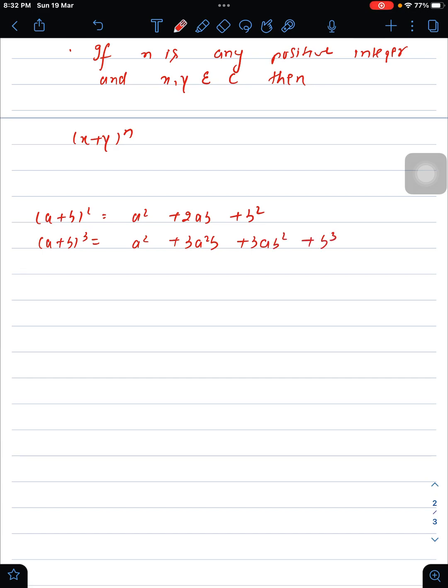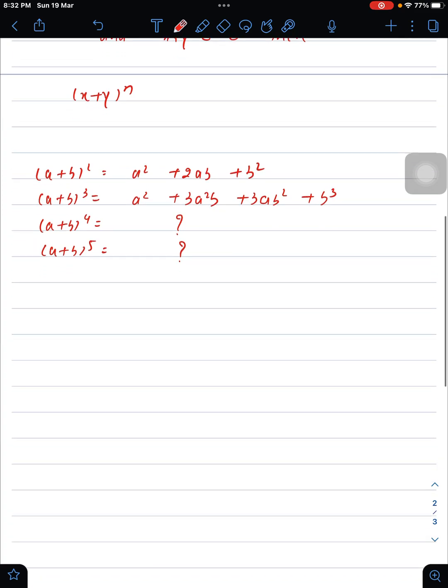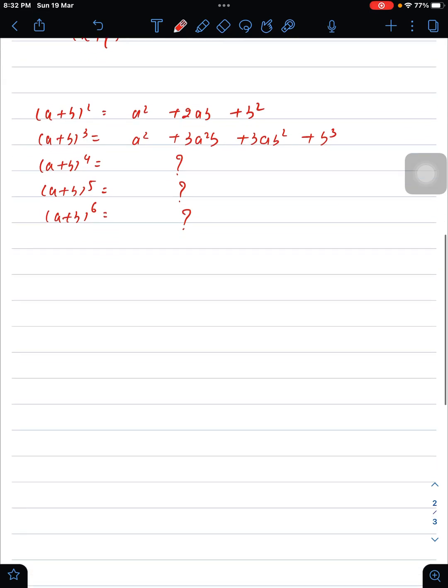But now the problem arises here. If I write (a plus b) to the power 4, what is it going to be? Suppose somebody has written (a plus b) to the power 6, what is it going to be? This problem is solved by the concept of the binomial theorem.